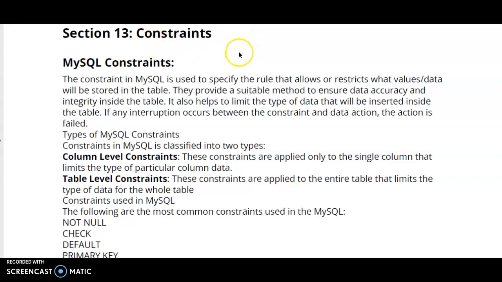Next point is constraint. MySQL constraint. The constraint in MySQL is used to specify the rules that allow or restrict what values data will be stored in the table. They provide a suitable method to ensure data accuracy and integrity inside the table. It also helps to limit the type of data that will be inserted inside the table. If any interruption occurs between the constraint and data action, the action fails.